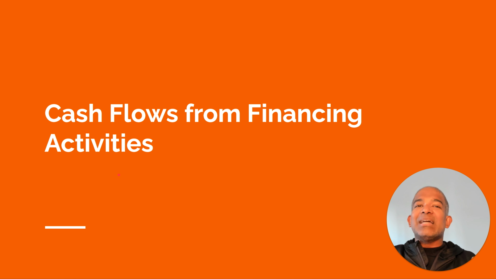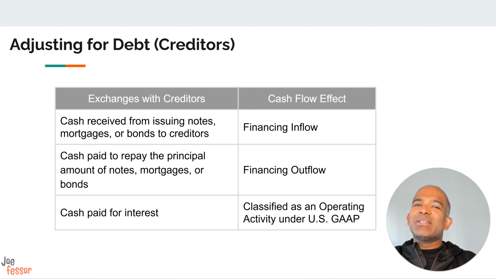We will break down these exchanges into two categories, debt and equity. We'll begin with exchanges with creditors or our debt holders. The first two lines are straightforward. Cash received from issuing new debt like notes, bonds or mortgages is a financing inflow, because it provides external capital. Conversely, cash paid to repay the principal amount of that debt is a financing outflow.